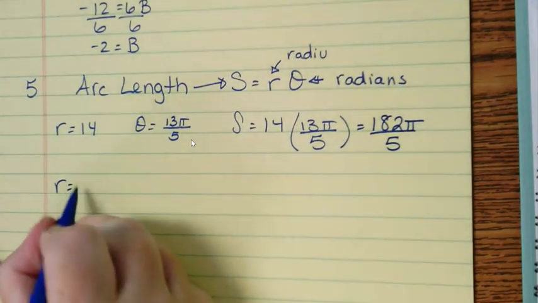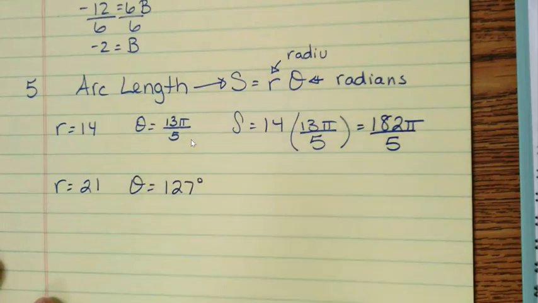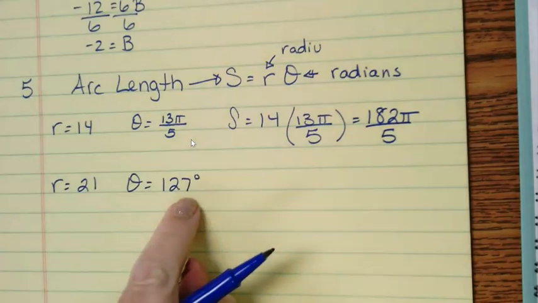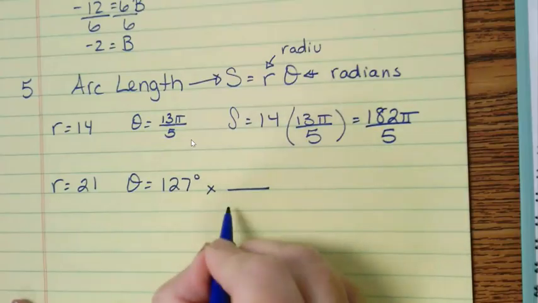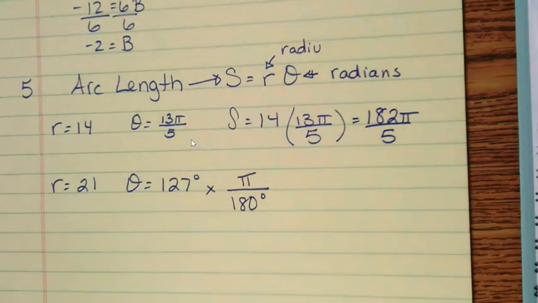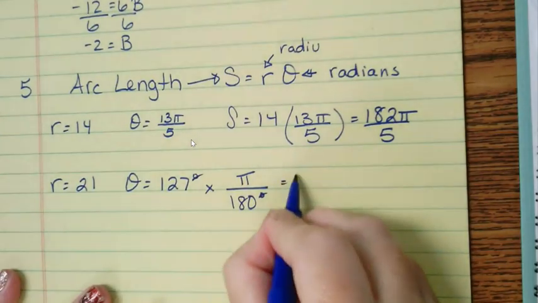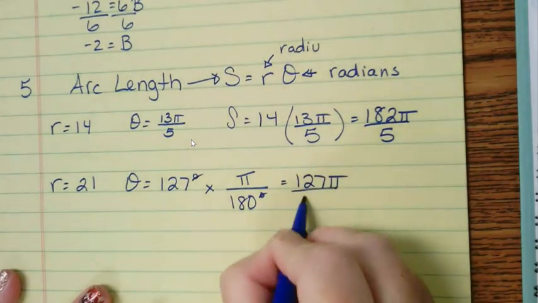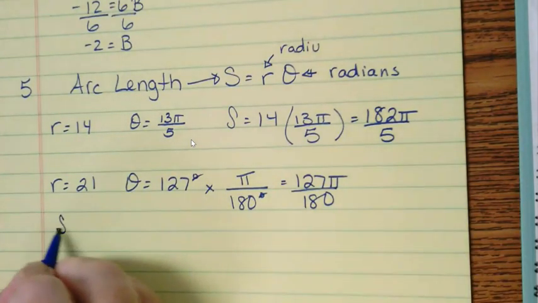The next one is 21, and theta equals 127 degrees. Before I even start, I got to convert this. Okay. So converting this, if I have degrees on top, I need the 180 degrees on bottom. Radians always have pi. So these two cancel out, and we get 127 pi over 180. We can't reduce that.